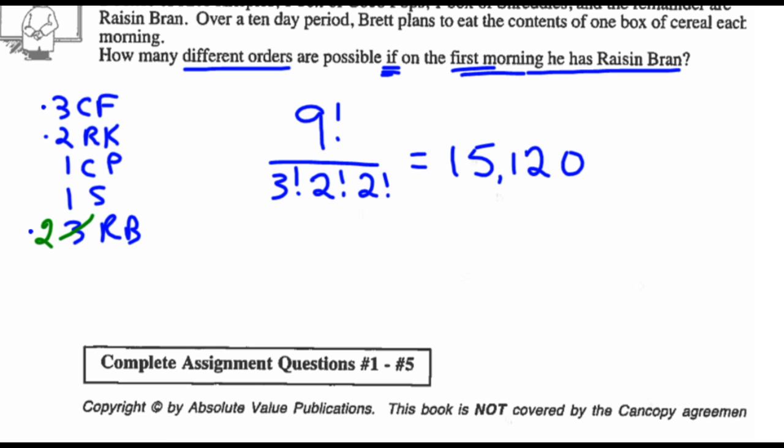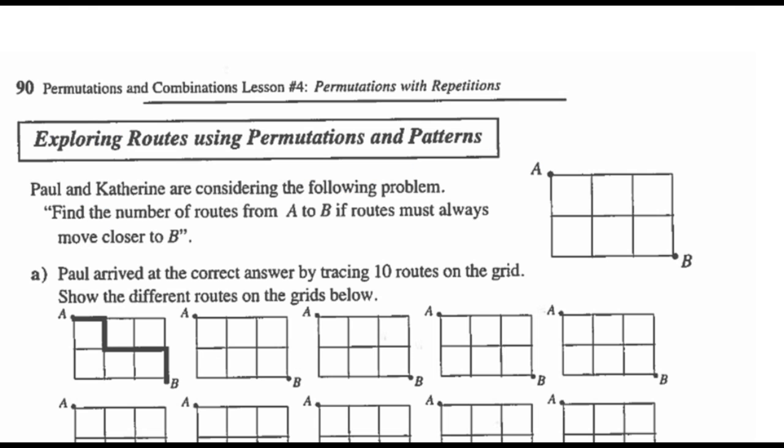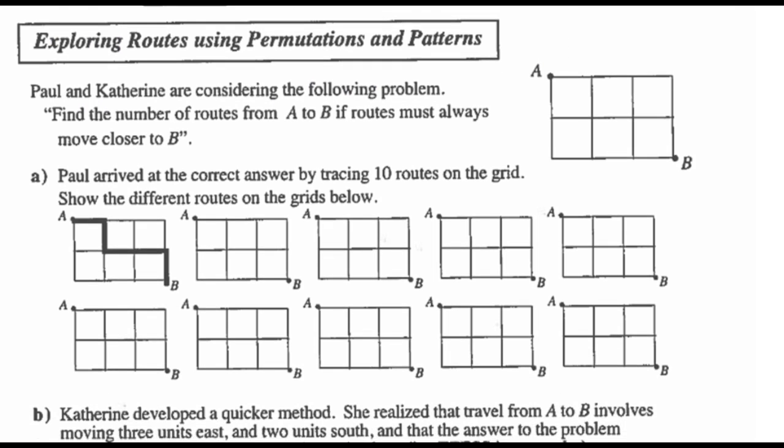All right, we're going to complete this set of notes. Exploring routes using permutations and patterns. Paul and Catherine are considering the following problem. Find the number of routes from A to B if routes must always move closer. So what it means is we can't backtrack. They don't want you to go backwards.